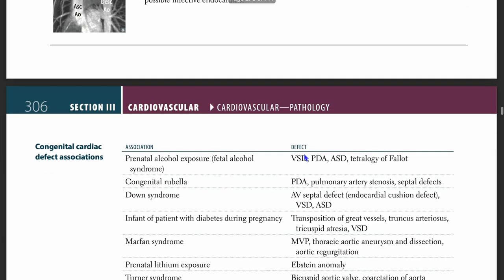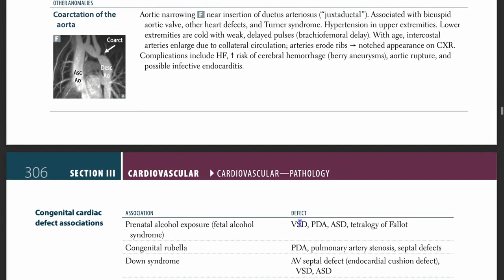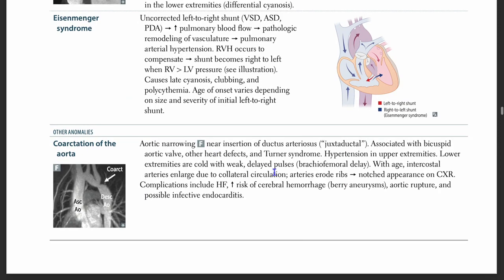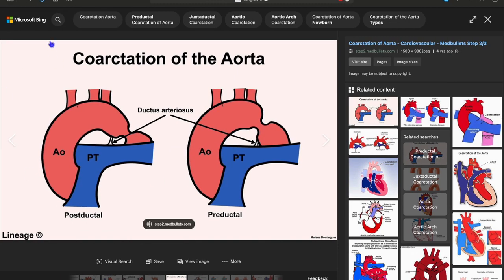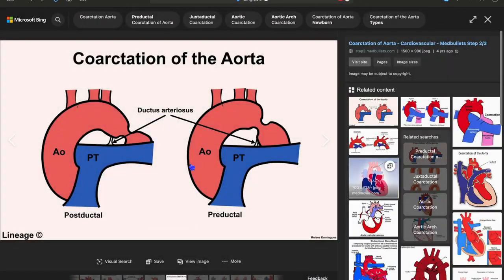Bicuspid aortic valve, it's actually right here. The Turner syndrome. Which diagram? Over here. Oh, that would be down here. So if you were looking at here, this is the bicuspid valve right there. All right. Okay. So no problem.